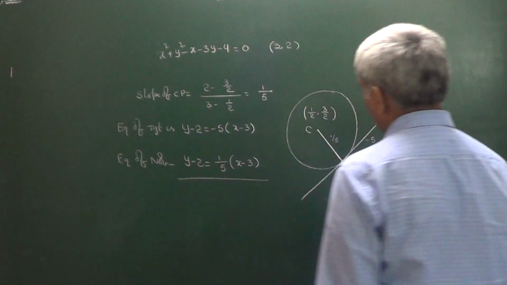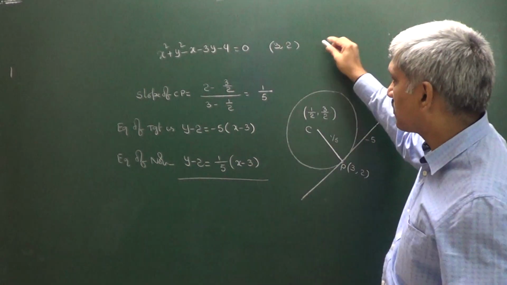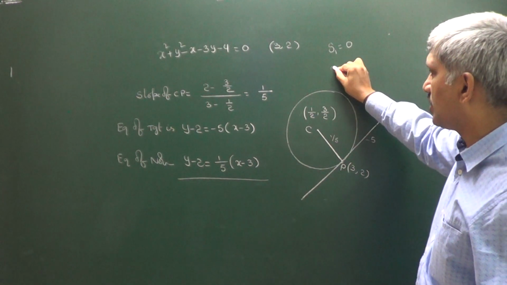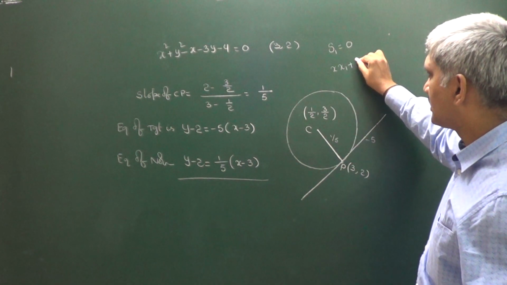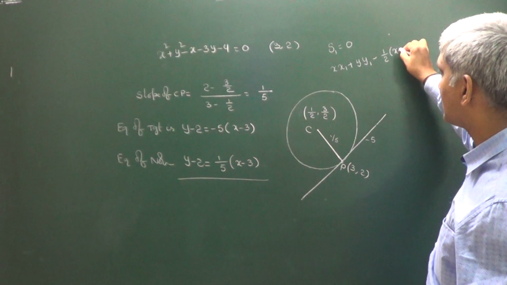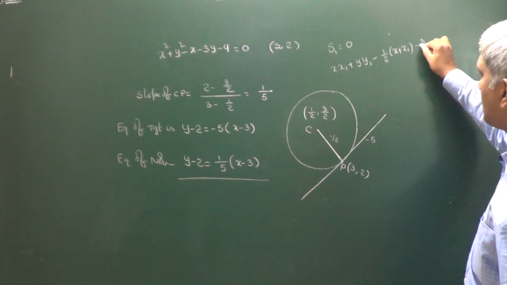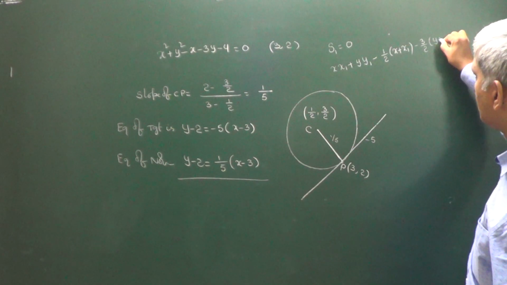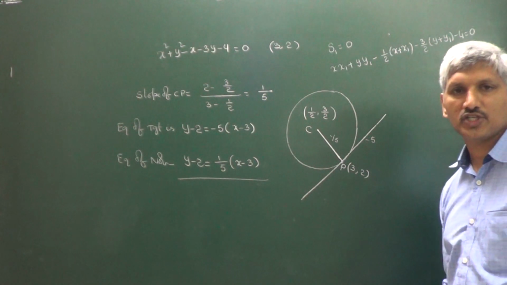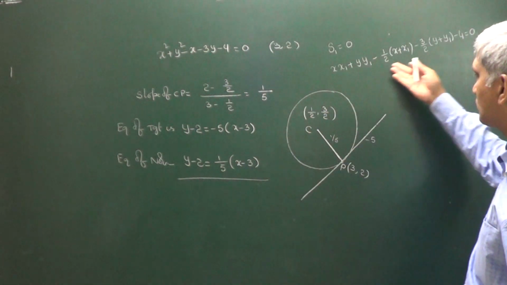Otherwise, we know the circle S is equal to 0 and we know the point (x1, y1). The equation of tangent is S1 is equal to 0. But what is S1 there? x x1 plus y y1 minus 1/2 into (x plus x1), minus 3/2 into (y plus y1), minus 4 is equal to 0. That is the equation of tangent to the circle S is equal to 0 at the point (x1, y1). So this is S1 is equal to 0.